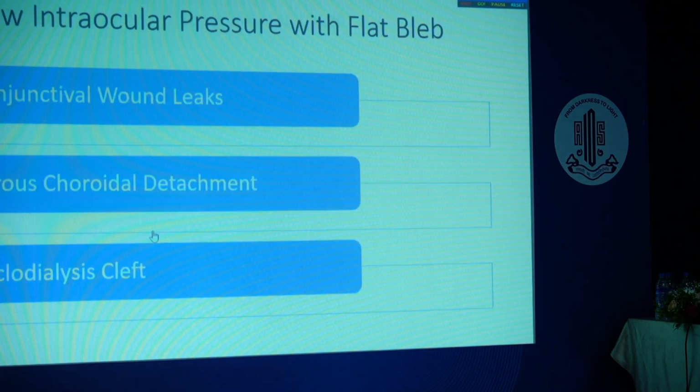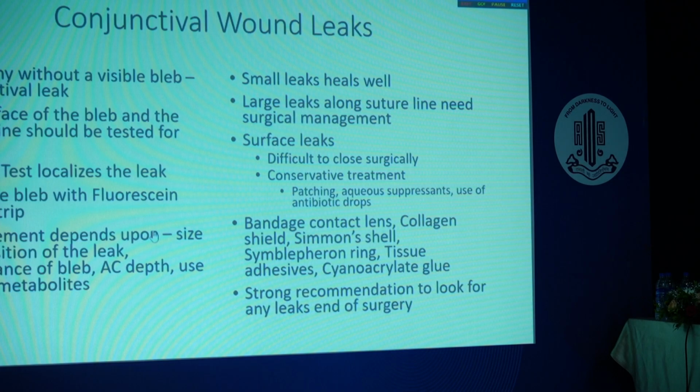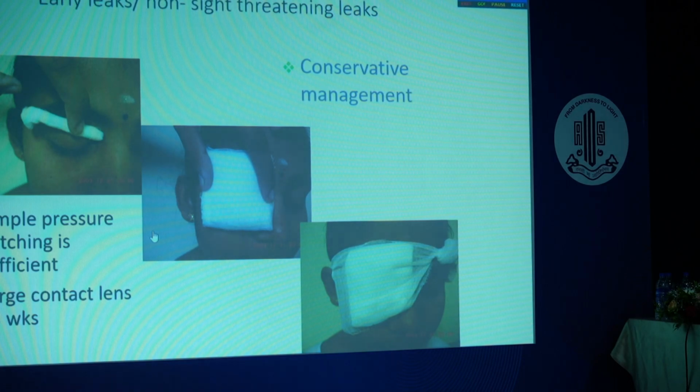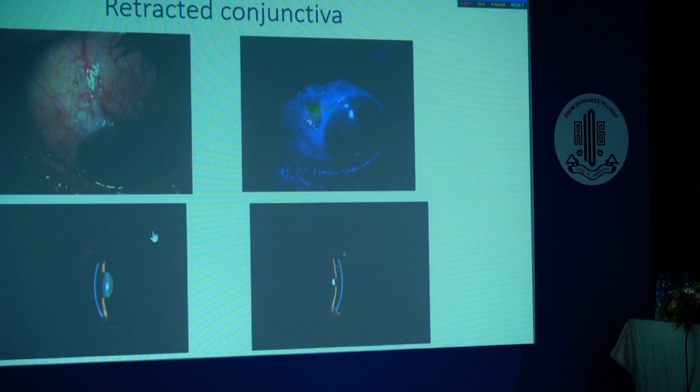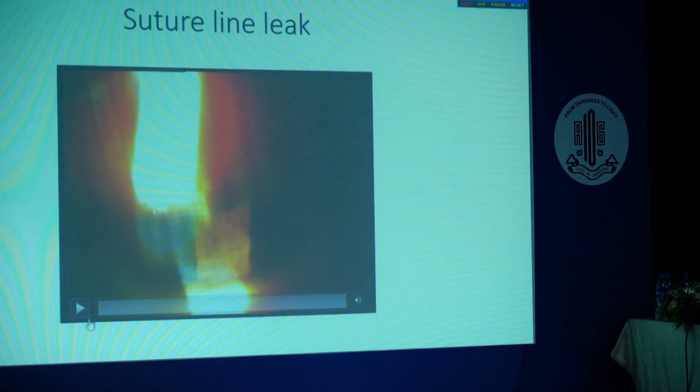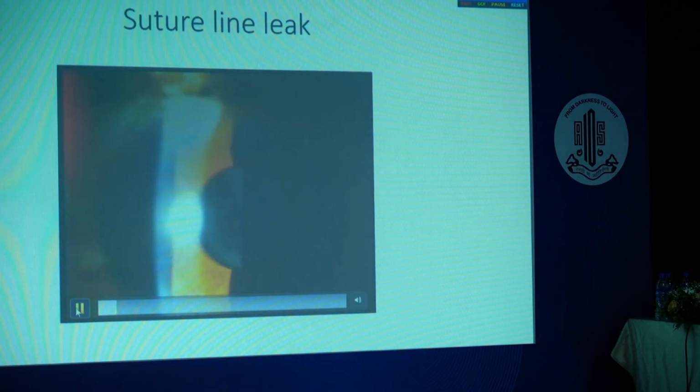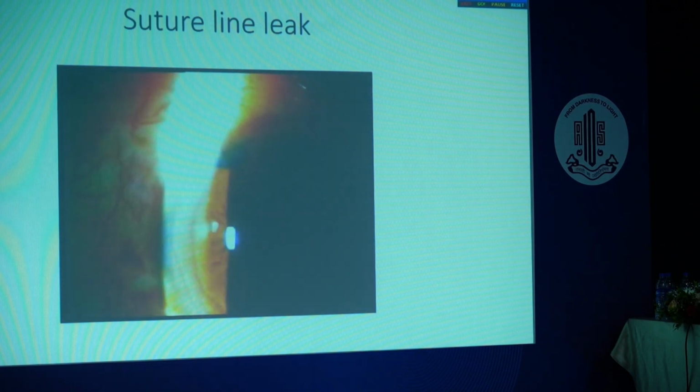And then low IOP with flat blebs, these are the numerous causes. You always paint the bleb to see the defect. If you have an overfiltering bleb, you can use a torpedo bandage. If you find there's a suture leak line, for example like this, then you have to bring the conjunctiva forward and oppose it.